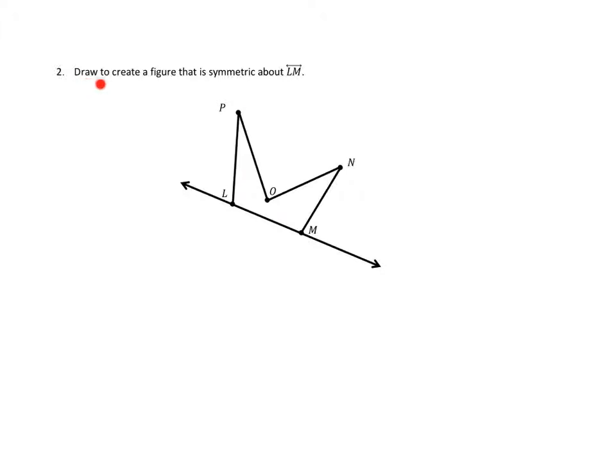Problem number 2 asks us to draw and create a figure that is symmetric about line LM, and I can see that line right here, LM. So we basically need to create a figure, well, it looks like it's going to be kind of like a butterfly. We need to create a figure that will go out and have a point symmetric to point P, and then it'll come back in and have a point symmetric to point O, and then back out here somewhere to have a point that's symmetric with point N, and then rejoin the figure here at point M. And we need to do that all around this line of symmetry.